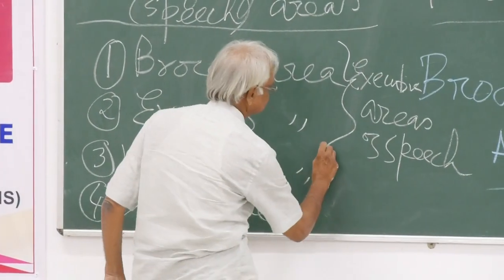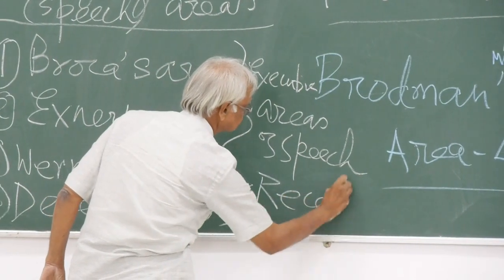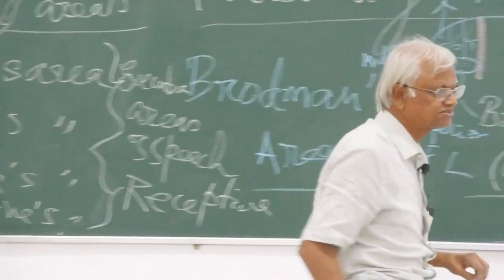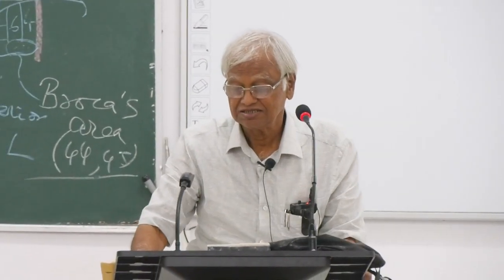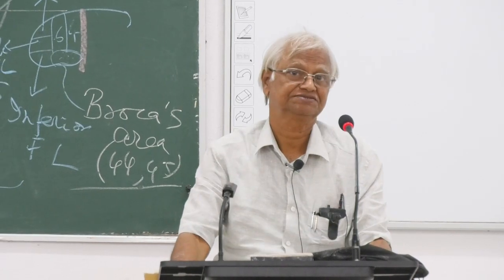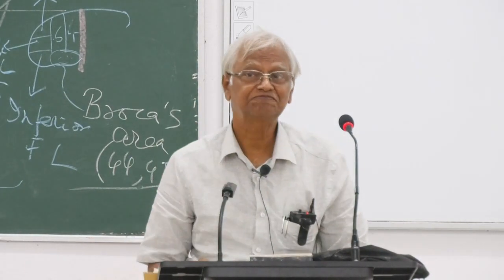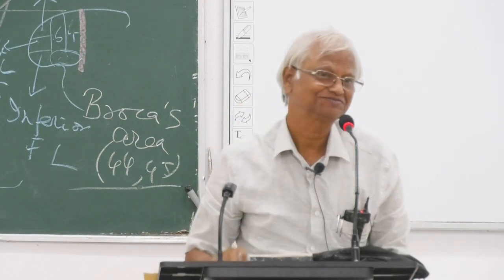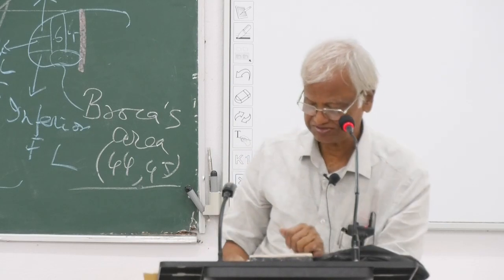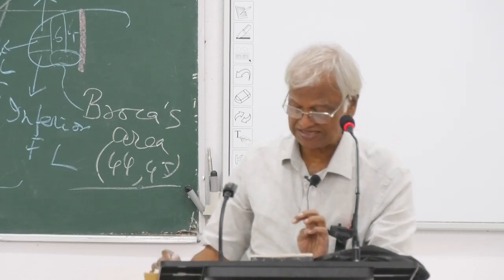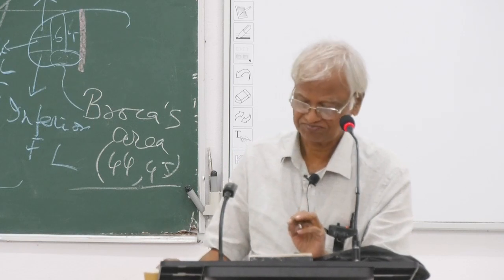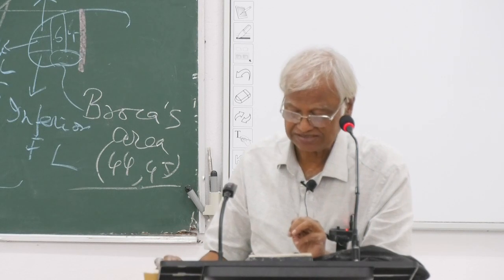Now, these two areas are called receptive areas, whereas 1 and 2 are called the executive areas. Wernicke's area and Dejerine's area, they are called the receptive areas. They receive the information. That means from the auditory area, information will come to us that he is speaking this. So these are the receptive areas. Wernicke's is area 22, and Dejerine's area is 39.